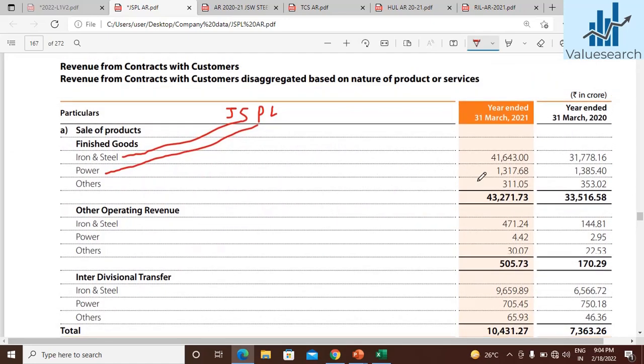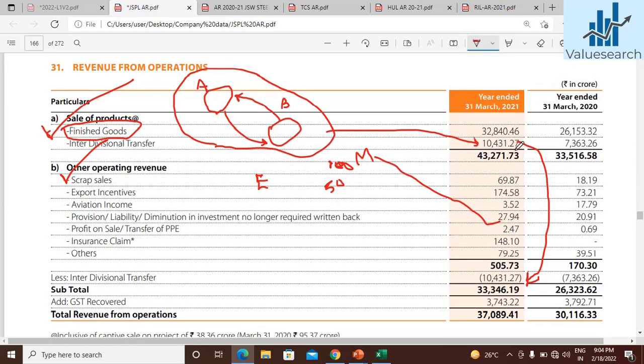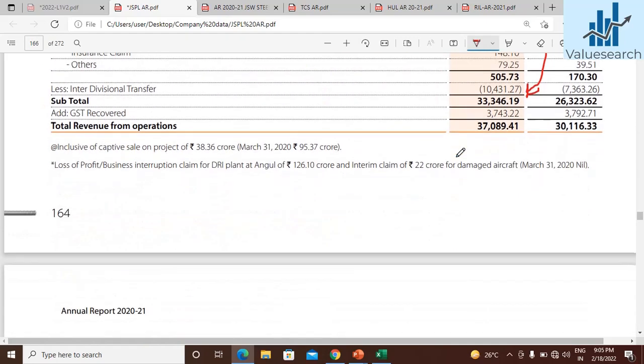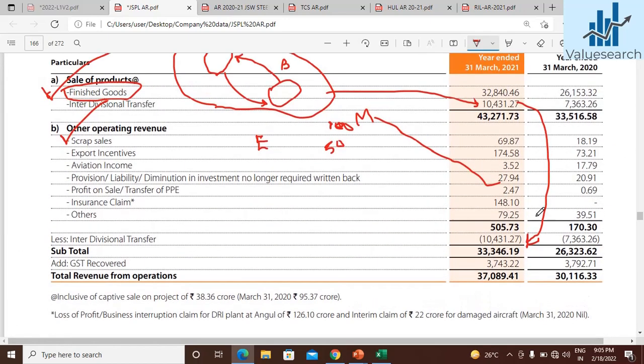Just take a look at this one. In sale of products, they have sold iron and steel worth this much, power of this much, others of this much. Which amount is this? This one, 43,271.73. This amount is equal to this amount. Now, you also have other operating revenues, which consist of 505.73 crore rupees. From iron and steel this much, power this much, others this much. Totaling it is 505.73 crore rupees.